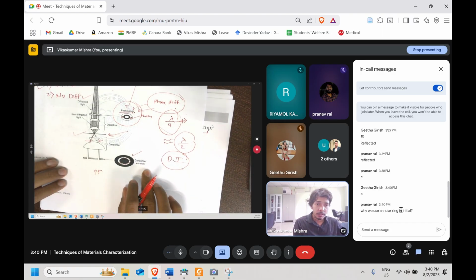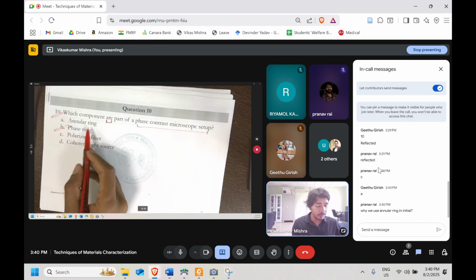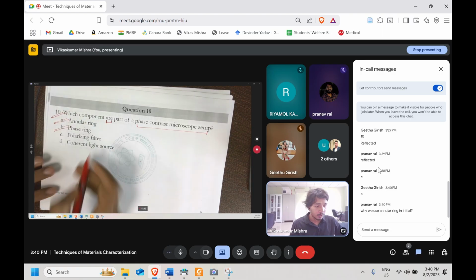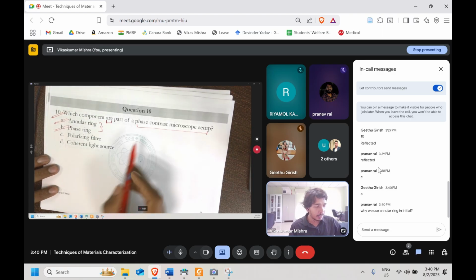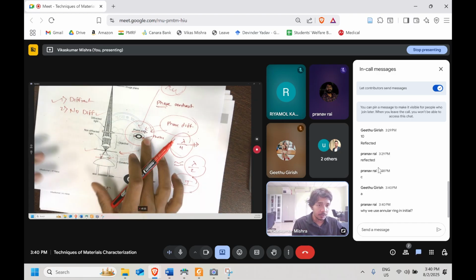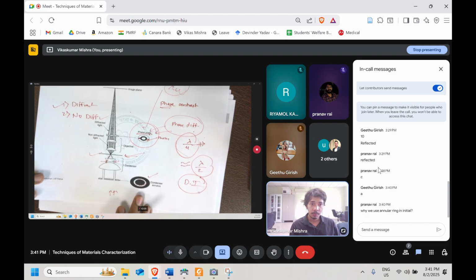This condenser annular, and here we are using the annular ring. They both are the same. So they both will take part in this particular phase contrast microscopy. We have added two things: the phase plate and the condenser annular. Okay. So now we have got a question.